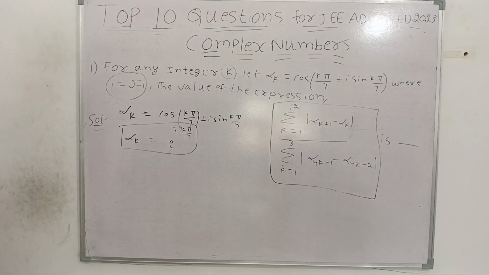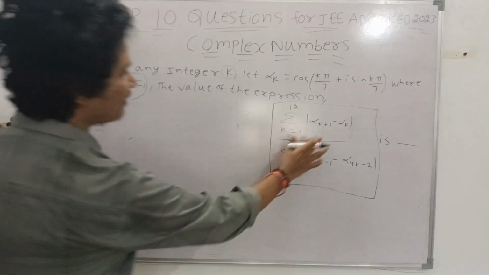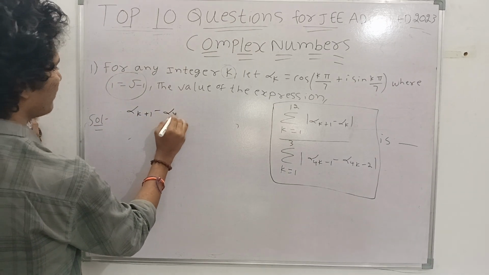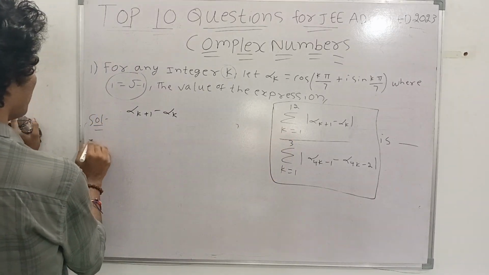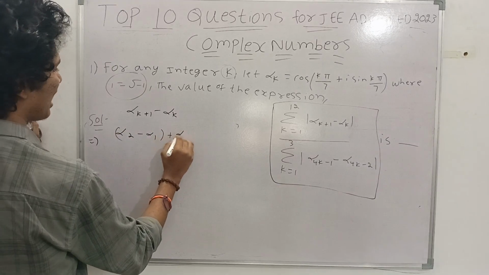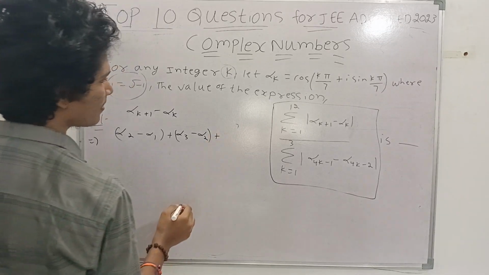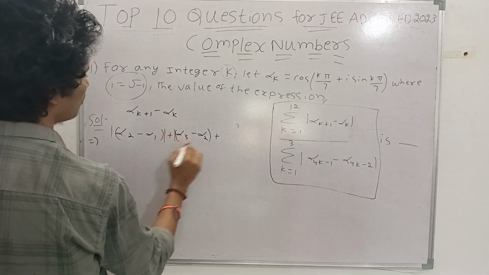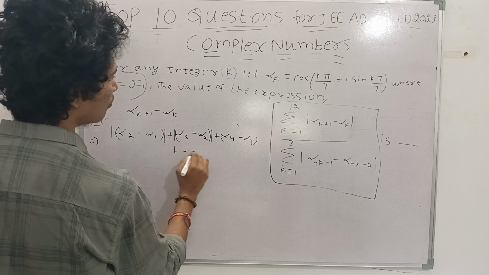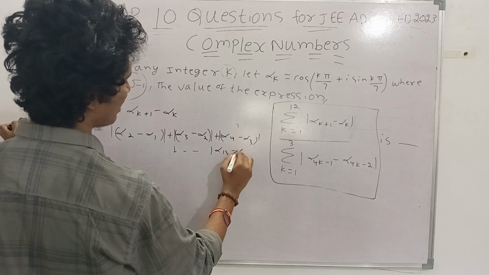So we will deduce what the expression they have given is. First let's discuss the numerator part, mod alpha k plus 1 minus alpha k. If I substitute the value 1, it will be mod alpha 2 minus alpha 1 plus mod alpha 3 minus alpha 2 plus mod alpha 4 minus alpha 3, and so on up to mod alpha 13 minus alpha 12.